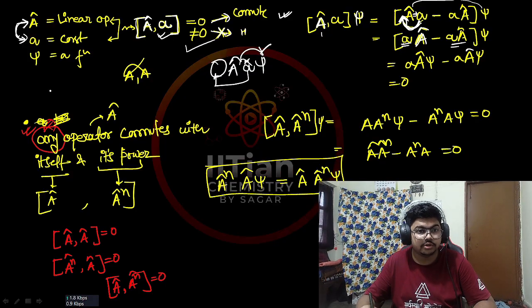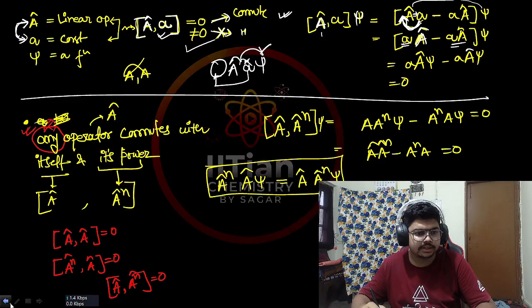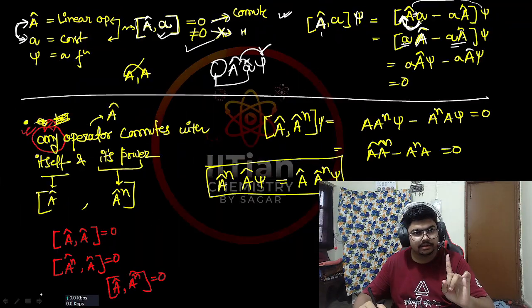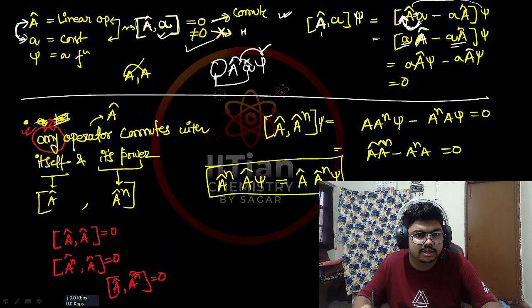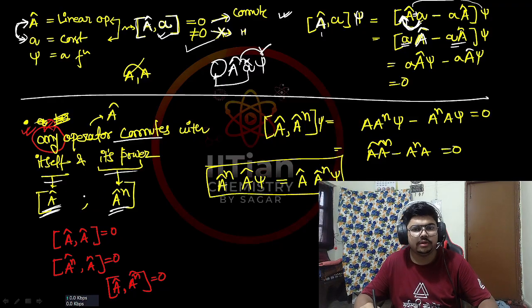Okay, so the first property you have understood. The first property was a property of a linear operator. If my operator is linear, then only this condition is satisfied, for any linear operator. The second property is that any operator commutes with itself and its power. Suppose my operator is A, and its power, that is A to the power n. These two will always commute.